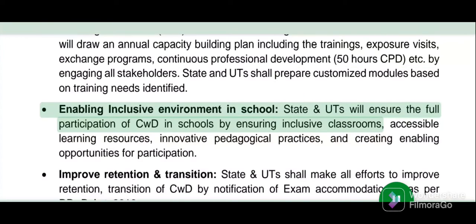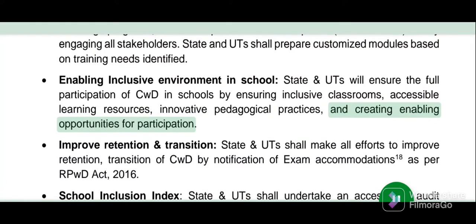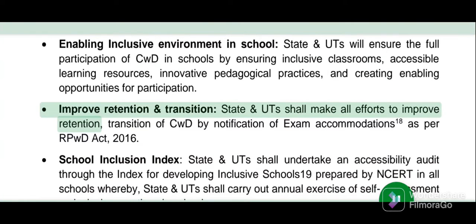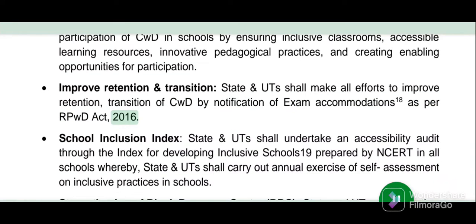Enabling inclusive environment in school. State and UTs will ensure the full participation of CWD in schools by ensuring inclusive classrooms, accessible learning resources, innovative pedagogical practices, and creating enabling opportunities for participation. Improve retention and transition. State and UTs shall make all efforts to improve retention, transition of CWD by notification of exam accommodations (18) as per RPWD Act 2016.